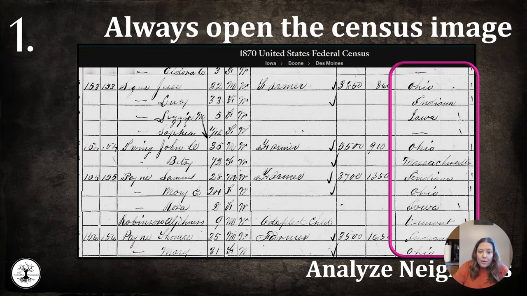Like looking at this Des Moines census for 1870, I can look at the neighbors here and I see a lot of common patterns. I see Ohio coming up a lot and Indiana. So that makes me wonder, did they all come from the same place? So if I'm having trouble tracing one of these people here, I should look at one of the neighbors that's also about the same age and from Ohio and see if I can figure out where they're from, because it might lead me to the records for the target person that I'm researching.